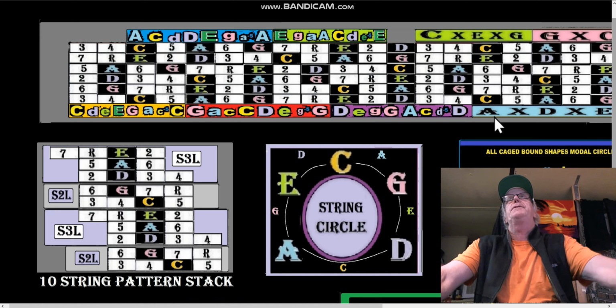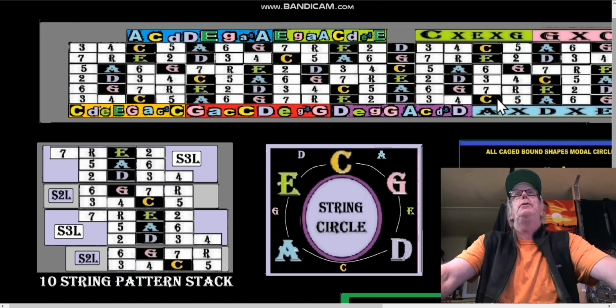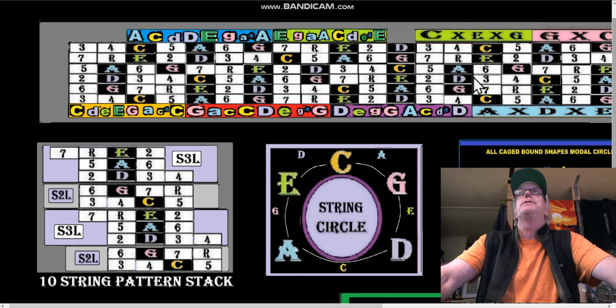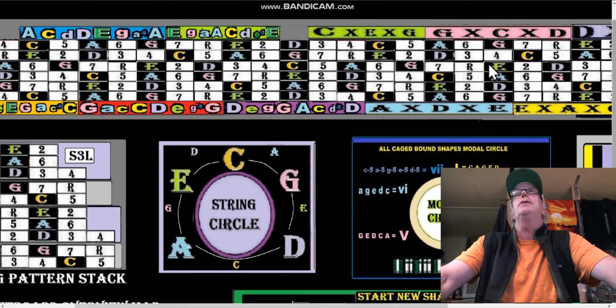Alright, so let's look at this modal string pattern fretboard up here. It's really as easy as ABC, so it's child's play. It's as easy as it looks.